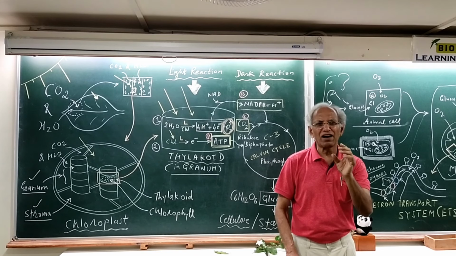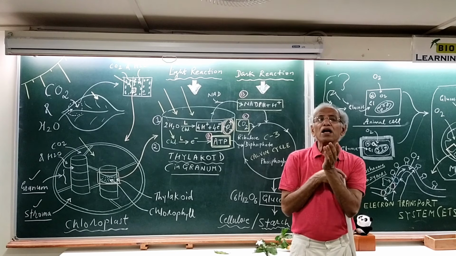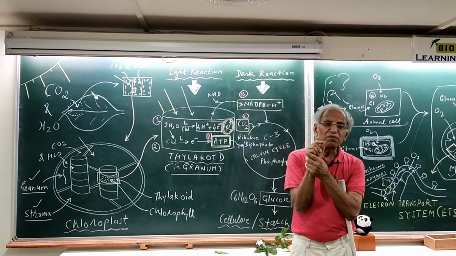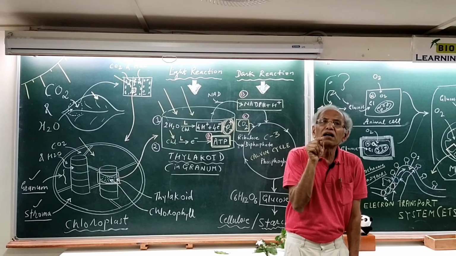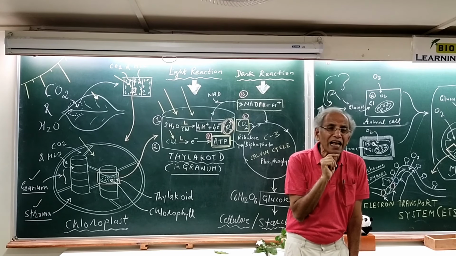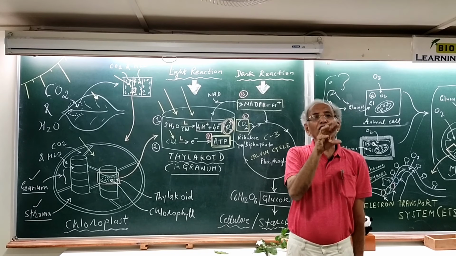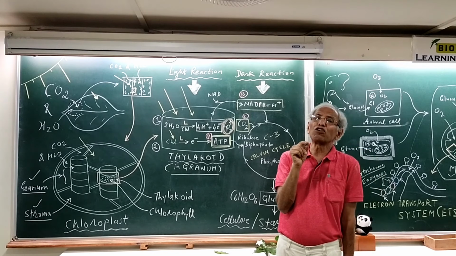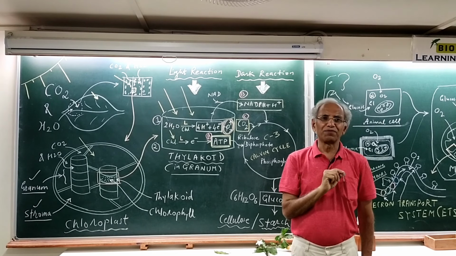One small additional idea I will give you. You already know the hemoglobin. What is there in the center of the hemoglobin molecule? It is iron. Similarly, the chlorophyll molecule is rather similar to hemoglobin molecule, and in the center of a chlorophyll molecule there is magnesium.